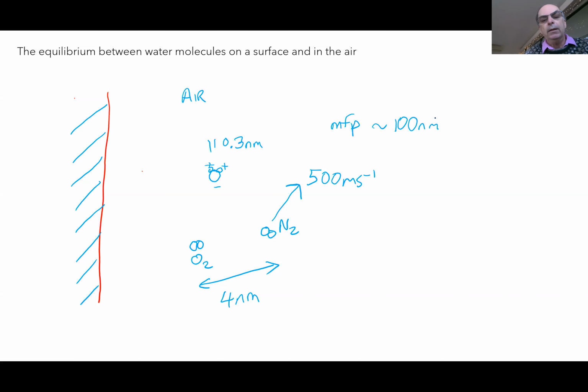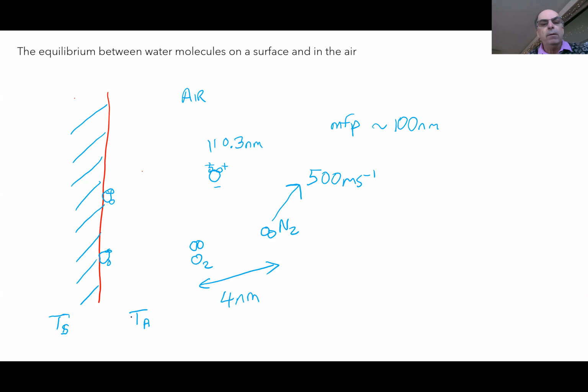Okay, so what's happening is that the water molecules occasionally hit the surface and they stick. And if enough water molecules build up, you'll start to get ice forming. Now, there's a natural equilibrium between the ice that's stuck to the surface and the ice that's in the air. And that depends on the temperature of the two surfaces. So let's call this T sub S for T surface. And this is T sub A for T air.